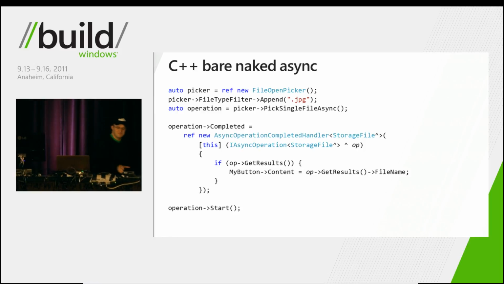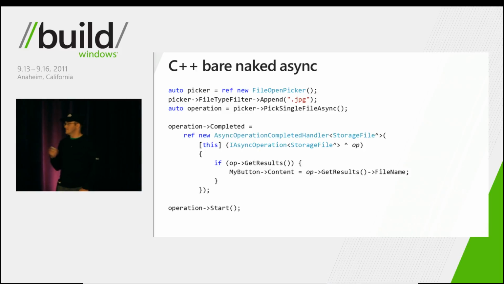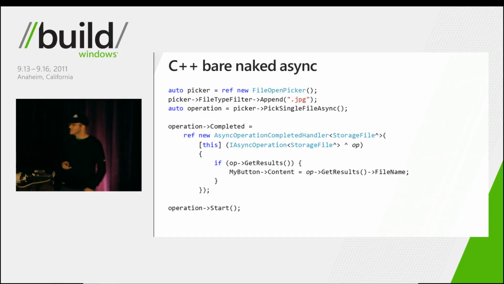OK, so C++. I'm starting with C++. And I'm going to show each of the languages just the basic way that you use an async operation. Now, this is the latest version of our C++ compiler, so it's got all of the C++, I believe the official name now is C++11 features that you would expect. And it's also got the syntax extensions that we have for the Windows runtime. So I'm going to ref new create a file open picker. I'm going to set the type of files that I want to find. And I call picker pick single file async.